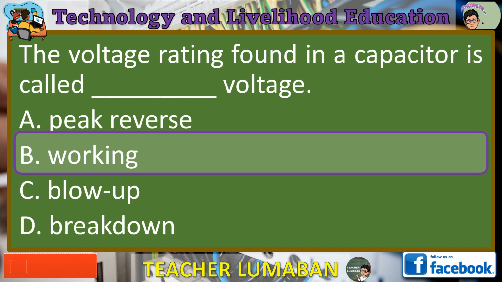A, peak reverse. This term is not applicable to capacitors. Peak reverse voltage is a term commonly used in diodes to specify the maximum voltage that can be applied across the diode in the reverse direction without causing damage.